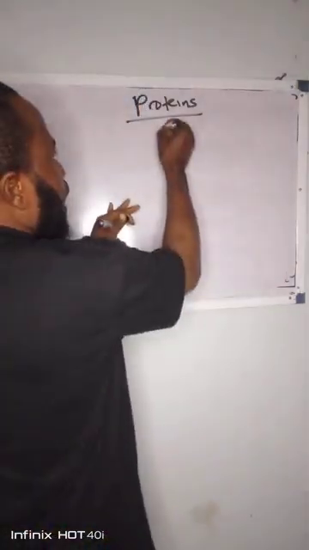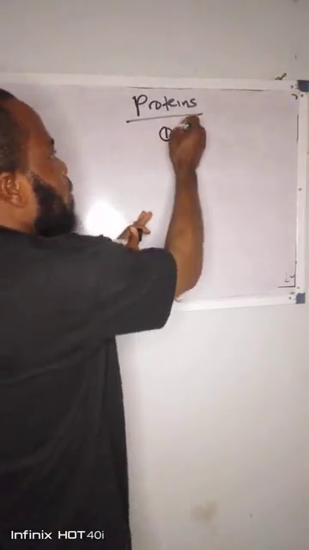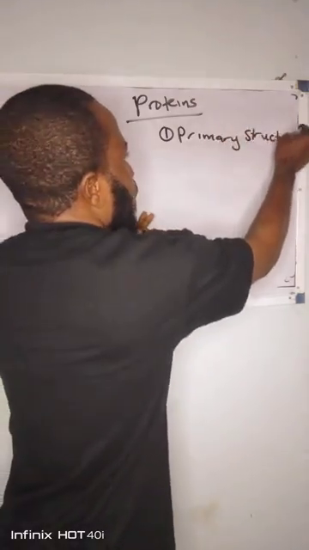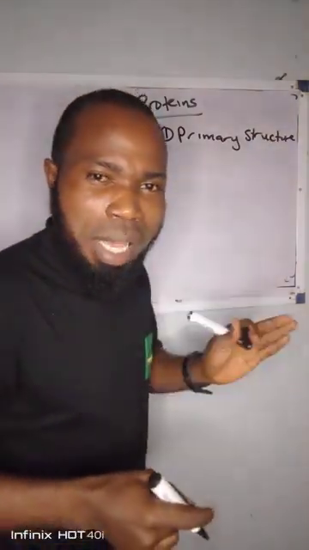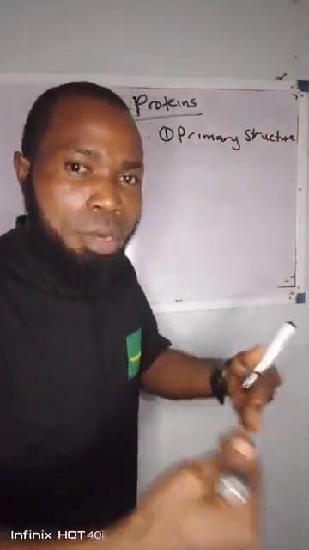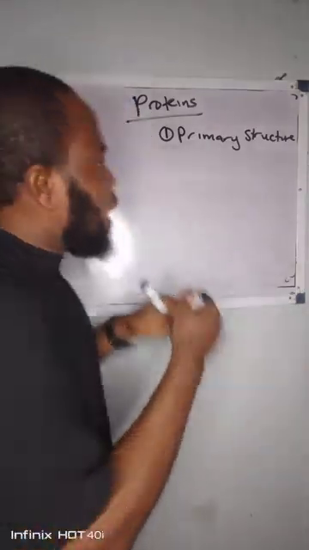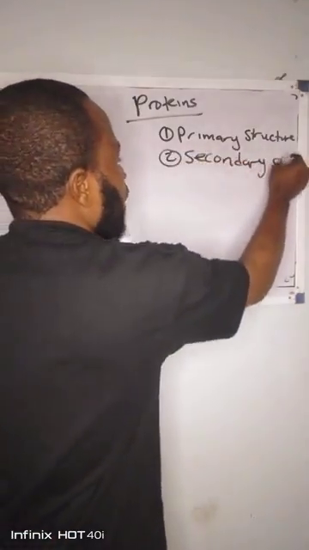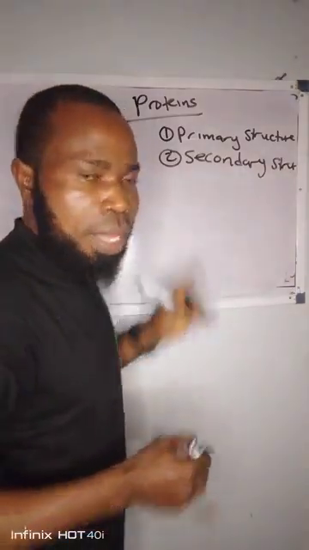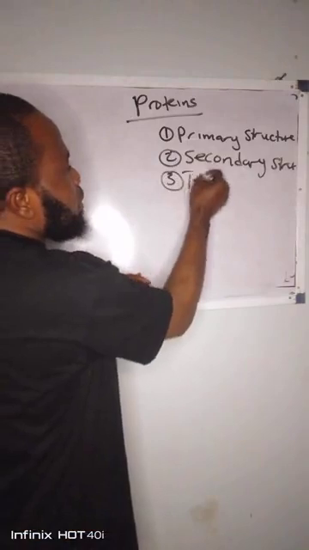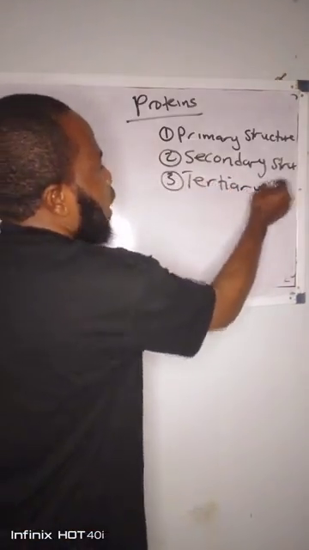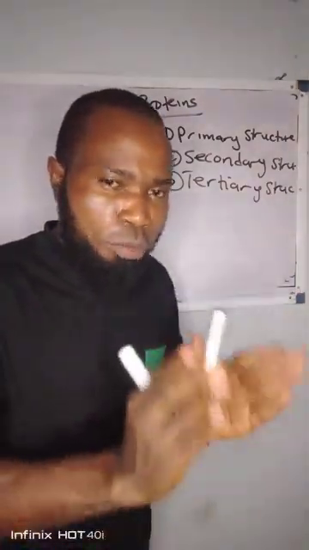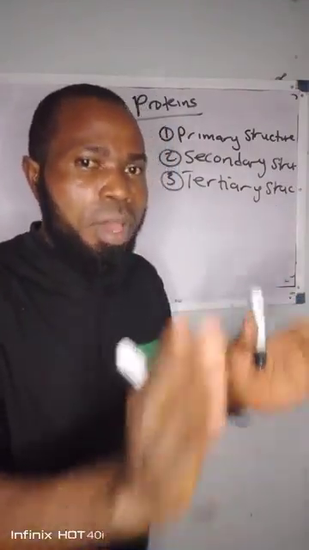Now, these structures are, one, the primary structure. So proteins have a primary structure, which is concerned with the type of amino acids that are found in the proteins. And number two, we have the secondary structure. This is another structural representation of proteins. And number three, we have the tertiary structure of proteins.